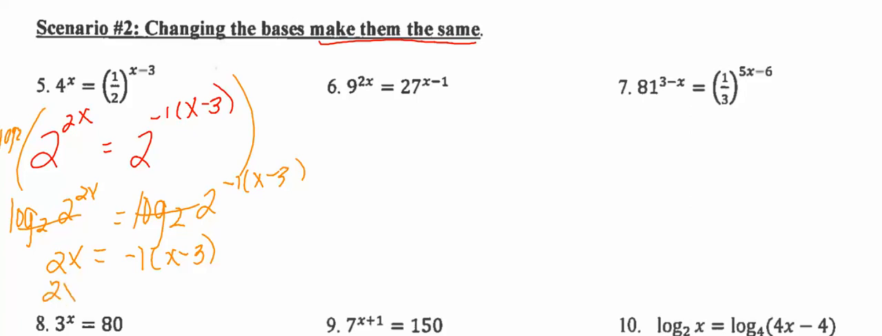So now I'm going to distribute: -x plus 3. So I have 3x equals 3, so x equals 1.